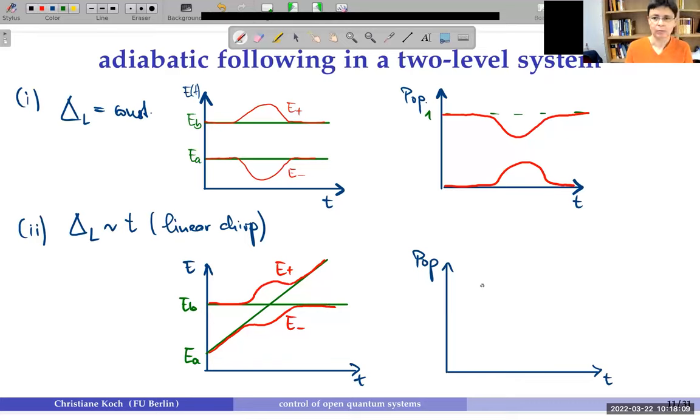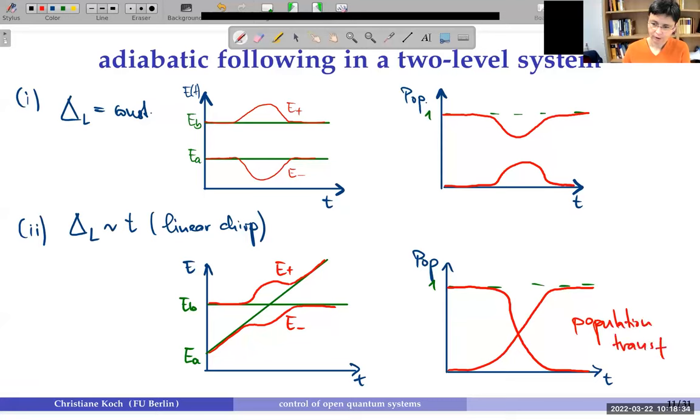We can also check this by looking at the populations themselves. So what happens here is that if we start, let's say in EA, then we completely deplete EA and similarly for EB. So we have population transfer, and that is a type of population transfer, again, compared to pi pulses, which is very popular because it's robust. Okay, adiabatic following is something that people tend to like a lot because of its robustness.